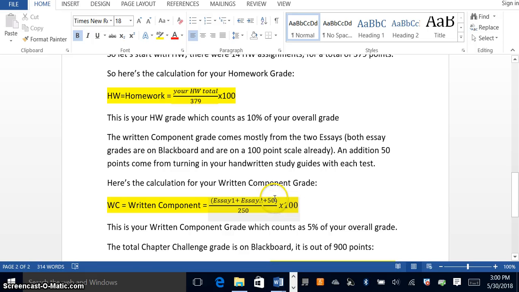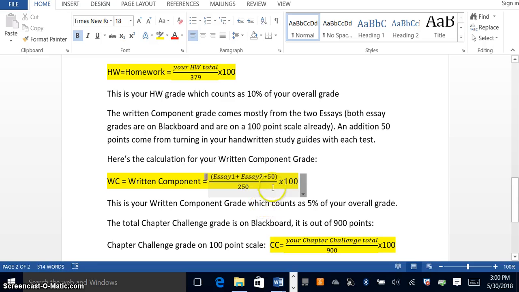So 3 of them for the 3 tests, those are 10 points each, and then the last one you get 2 pages, and that's for the final exam. So that's where that 50 points comes from. So essay 1 100 points, essay 2 100 points, and then add 50 points. And so the total would be, if you got everything perfect, 250 points.